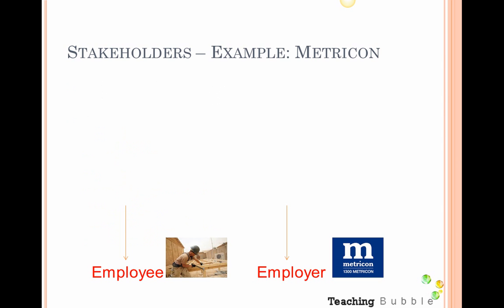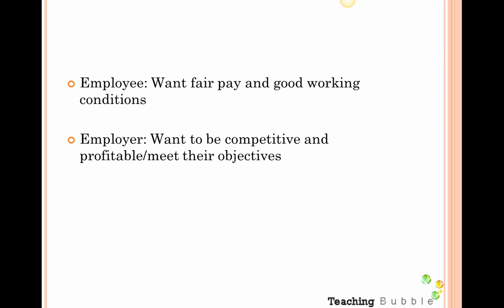In order to explain it, we're going to go through an example. I've used Metricon as an example. Metricon is the employer, and the employees are the builders and contractors that work for Metricon. The employee wants fair pay and good working conditions. And the employer wants to remain competitive and profitable to meet their objectives. Now, obviously, not all organisations want to be profitable because there are not-for-profit organisations and governments, etc., but they still want to meet their objectives.